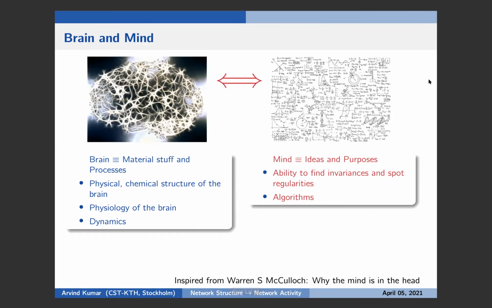Then there is the brain. Brain is the material stuff. It's made up of all these chemical, biological stuff. And it has its physiology, its development, and the fact that so many neurons are interacting with each other at different time and spatial scales. The brain has its own dynamics.